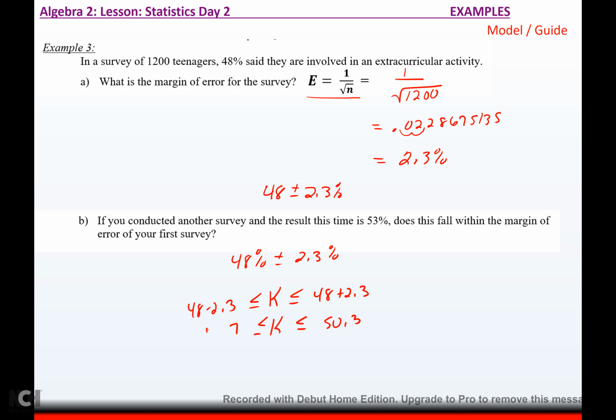All I got to do is figure out, does my answer fall in there? And they got 53%. Is 53 between 45.7 and 50.3? No. So, no, this does not fall within the margin of error.